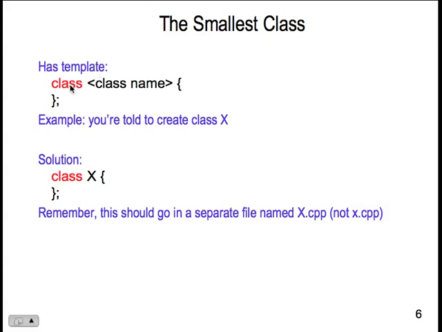So it has a template class, and then what's in red is the keyword that's being used to declare the class. This looks very similar to Java, actually. Class, and then the class name, opening and closing brackets. For example, if you're told to create a class X, we could go class X as a solution, opening and closing brackets with a semicolon at the end. Remember there should be a separate file called x.c++, not capital X, not a lowercase one.